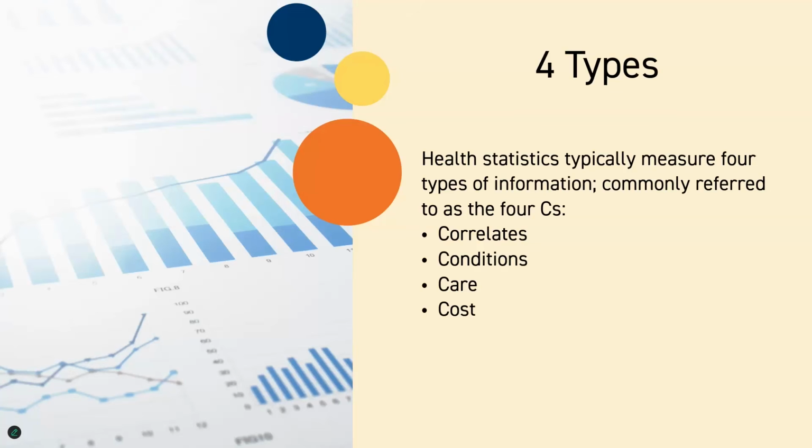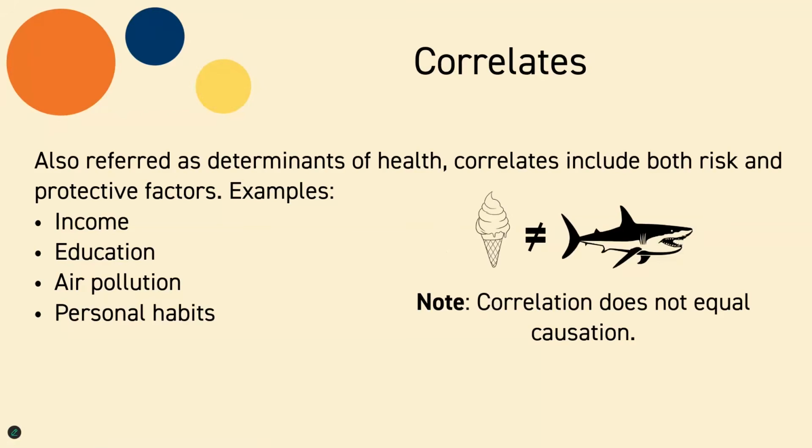These are data that correlates, conditions, care, and cost. So for correlates, these always refer to the determinants of health. So things that are risk or protective factors, anything that links to each other, such as income, education factors, air pollution, personal habits, such as if they exercise or don't exercise, alcohol, smoking, things like that. Those can all correlate to health conditions.